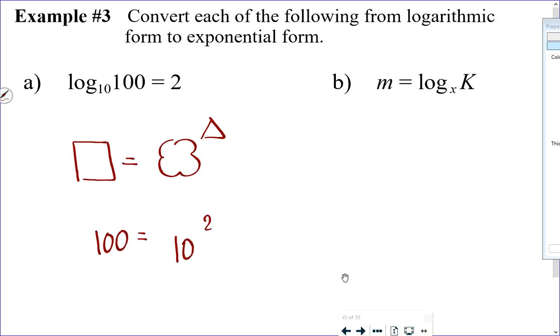And now I want to take this opportunity to explain what I mean when I say a logarithm is an exponent. If I said to you, what is that? That is the exponent to which you raise 10 to get 100. This logarithm is the exponent to which you raise the base to get what you're logarithming, which is not a word. Okay?